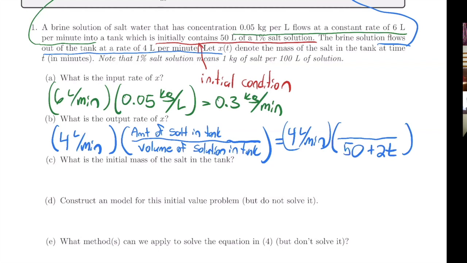And then how can we express the amount of salt in the tank? What's that called? That's X, right? Yeah. That's exactly what X is representing, the mass of salt in the tank in kilograms.